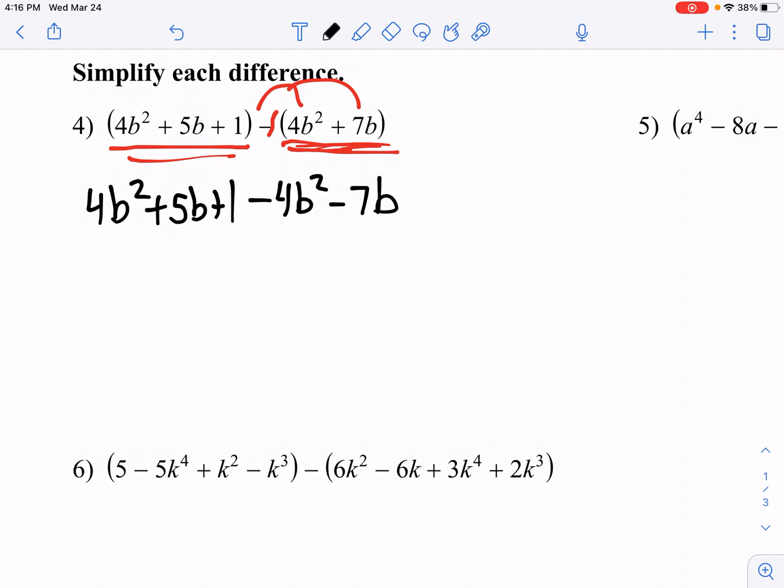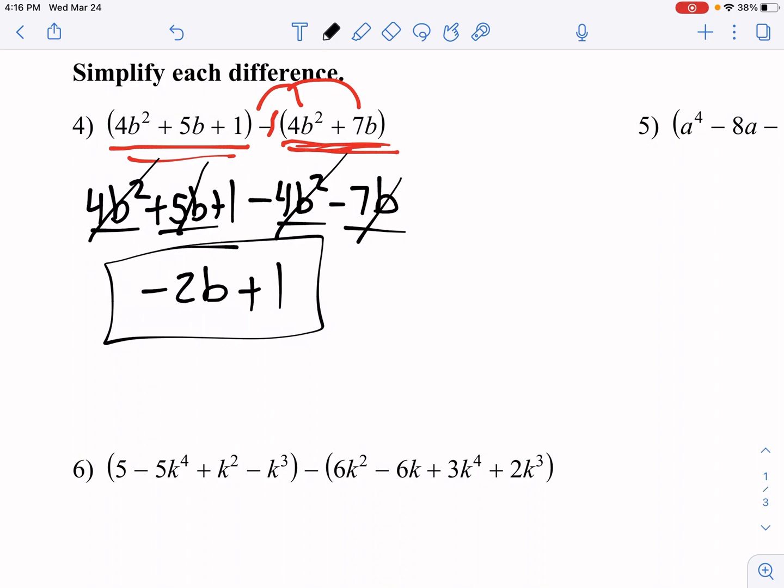So now, combining like terms, the greatest exponent I see is the b squareds. But what happens when you have a 4 minus a 4? It's a 0, right? So basically they just cancel out and we don't need to put 0. And then the next one I see is a 5b minus 7b. 5 minus 7 is a negative 2b. And then all we have left is plus 1. Okay? So that would be our answer.